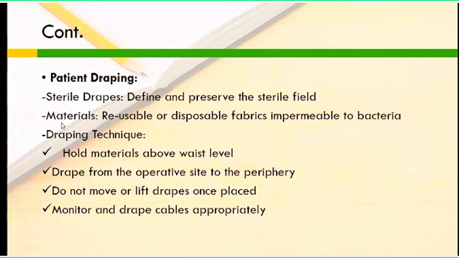Then in patient draping, you make use of sterile drapes, which help to define and preserve the sterile field. The materials used for patient draping should be disposable or reusable fabrics that are impenetrable to bacteria. Draping technique can be done by, one, holding materials above the waist level. Then you drape from the operative site to the periphery. Then you do not move or lift drapes once placed. So you monitor the drapes appropriately.